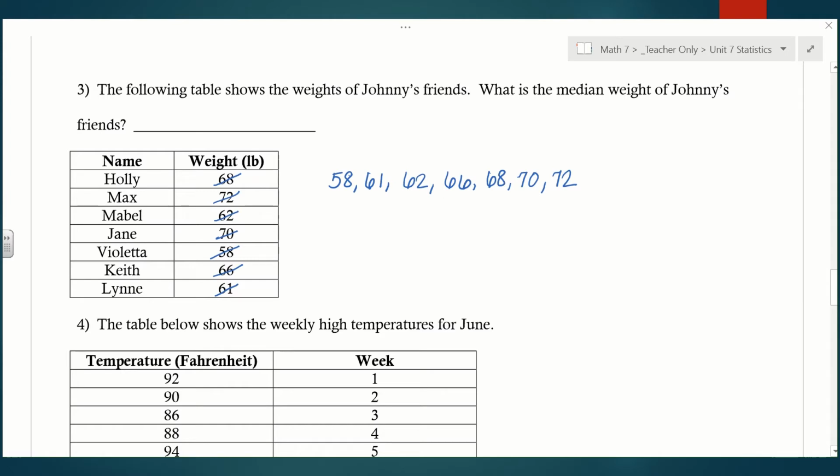Okay, let's go ahead and find the middle. We have another odd number of data points, so there is exactly one in the middle. And so the median weight is 66.